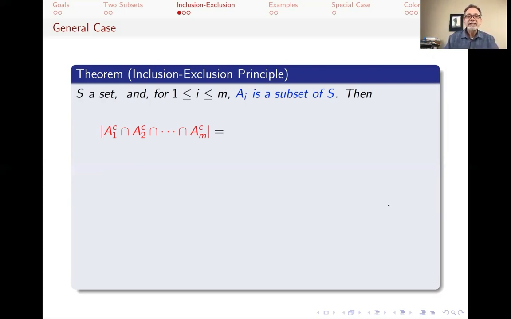What's the answer here? The answer is you start with the set S, but then you say, I didn't want the stuff in A1, A2, A3, and so on, so I take them out.